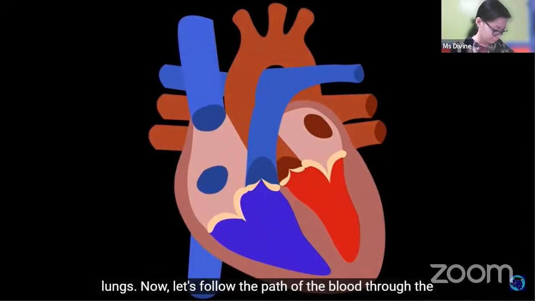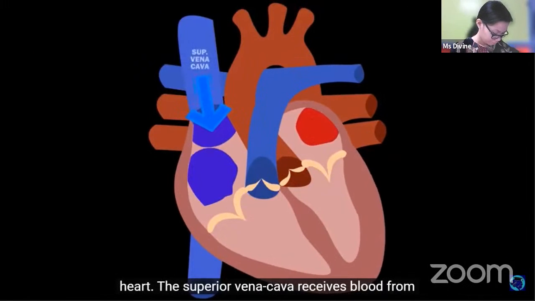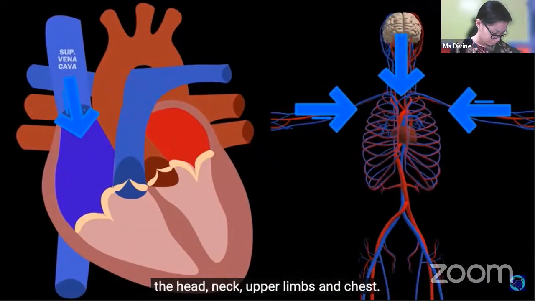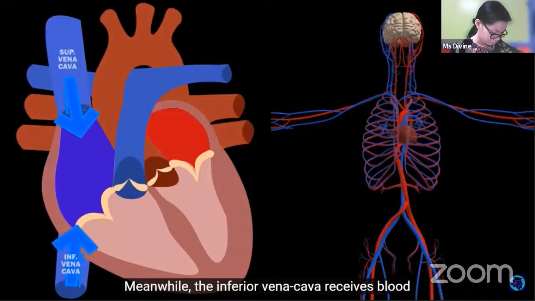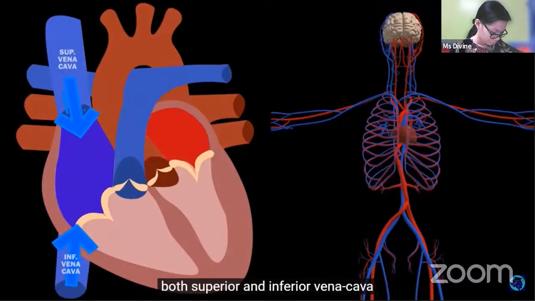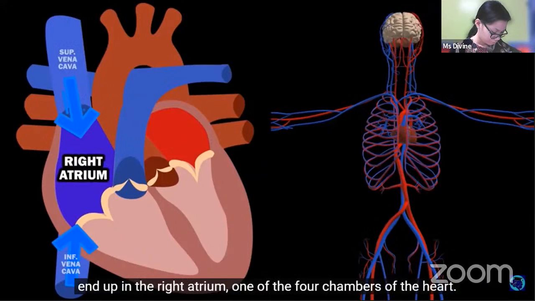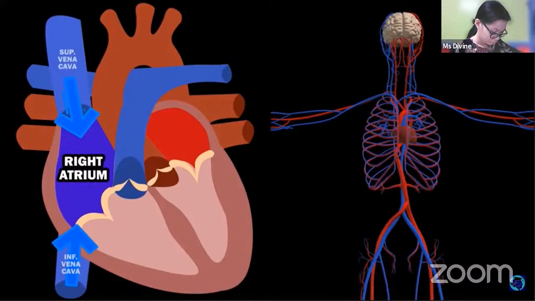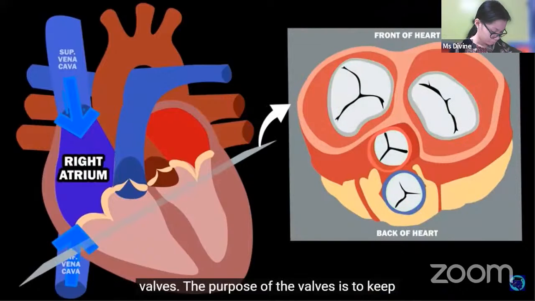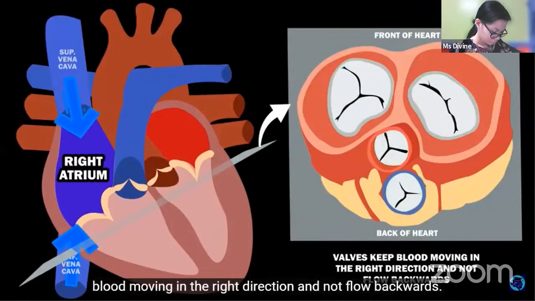Now, let's follow the path of the blood through the heart. The superior vena cava receives blood from the head, neck, upper limbs, and chest. Meanwhile, the inferior vena cava receives blood from the trunk, viscera, and lower limbs. Both the superior and inferior vena cava end up in the right atrium, one of the 4 chambers of the heart. The heart not only has 4 chambers, it also has 4 valves. The purpose of the valves is to keep blood moving in the right direction and not flow backwards.